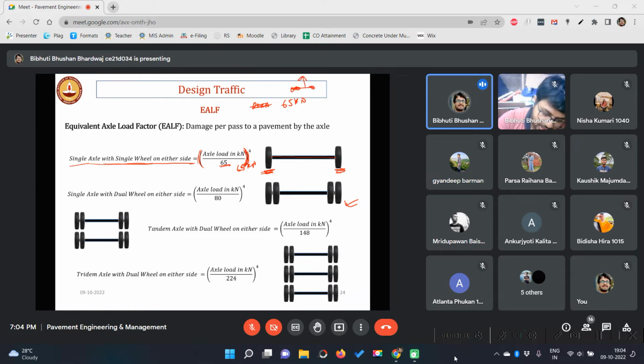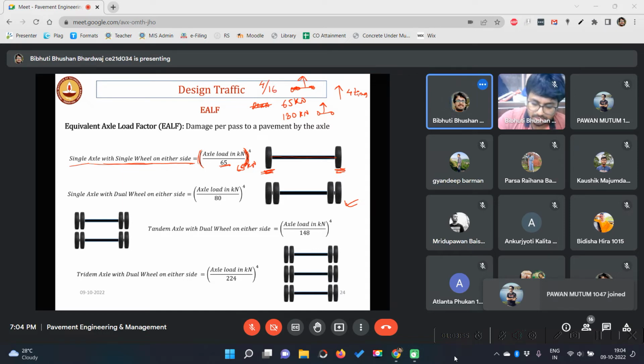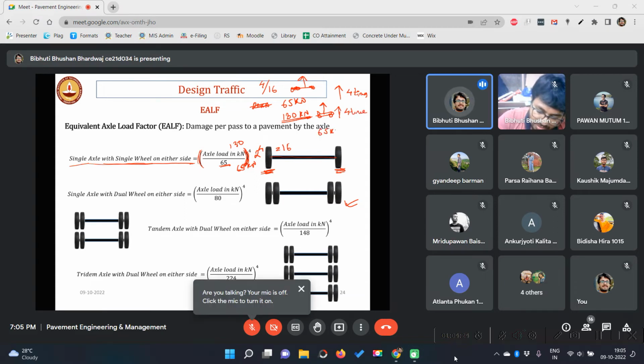This vehicle was there, so it can go, say, 4 times. But if the load is doubled, 65 into 2, 130 kN, if it travels even 4 times, it will have more effect, right? So we will simply do 130 divided by 65, 2 to the power 4, 16. Instead of saying that a vehicle with 130 kN has passed 4 times, we will say that a 65 kN vehicle has passed 4 into 16, 64 times.